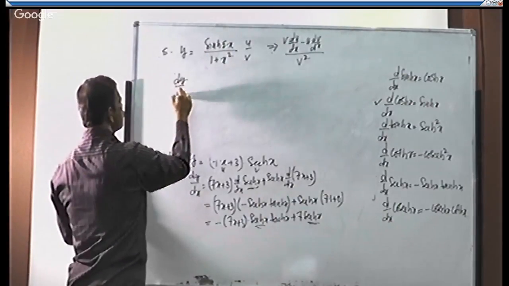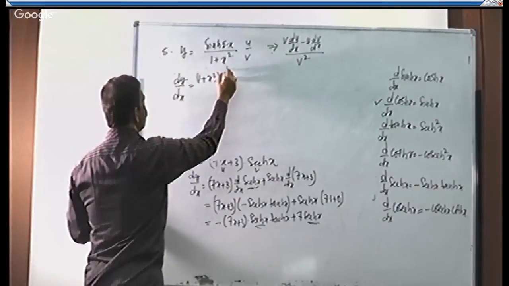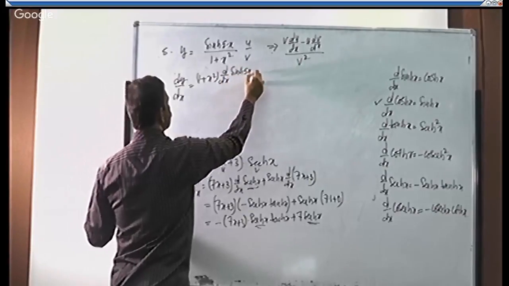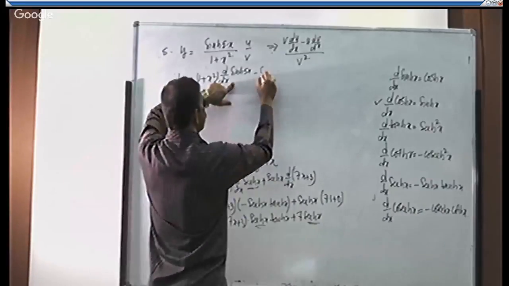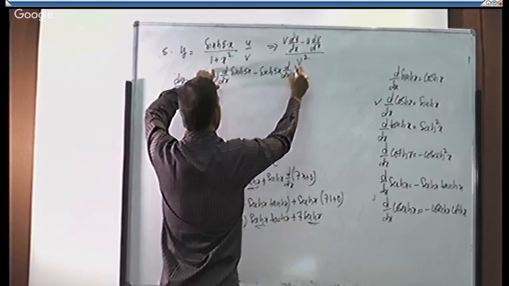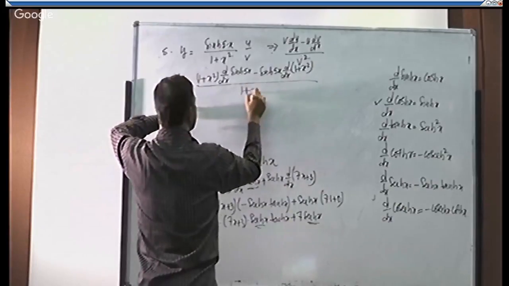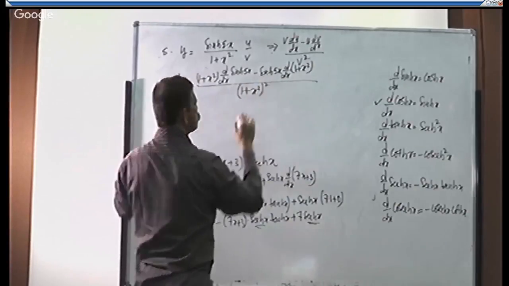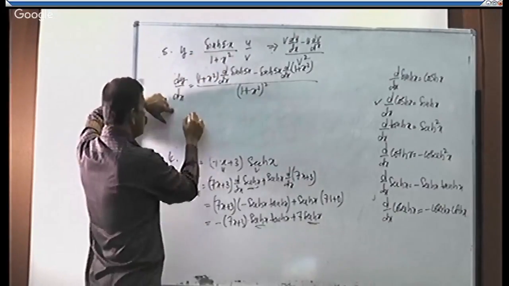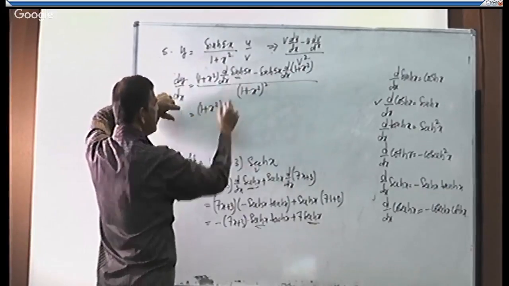dy by dx is equal to 1 plus x square into d by dx of sin h 5x, minus sin h 5x into d by dx of what? 1 plus x square, whole divided by 1 plus x square whole square. We have written just according to the quotient rule, right? Keep 1 plus x square as it is. This has to be differentiated.